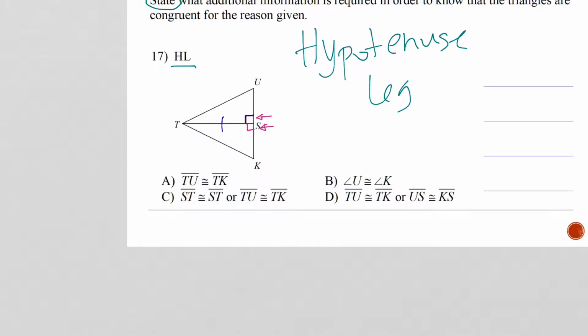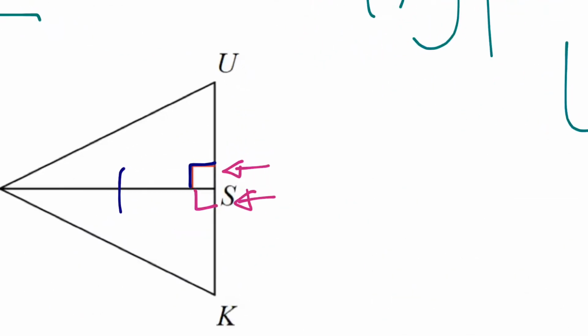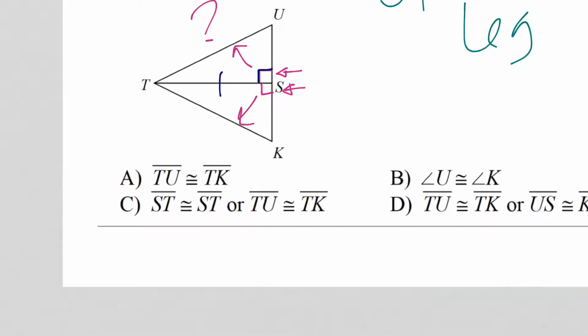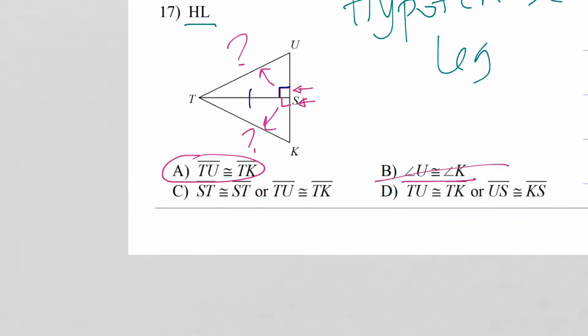So hypotenuse X just means that the hypotenuse value, which is TU, has to be congruent to the hypotenuse value of the other triangle, which is TK. So I already know the answer is going to be A. You don't need anything else about angles, so everybody that has an angle is out.